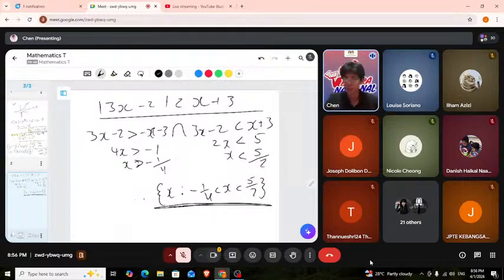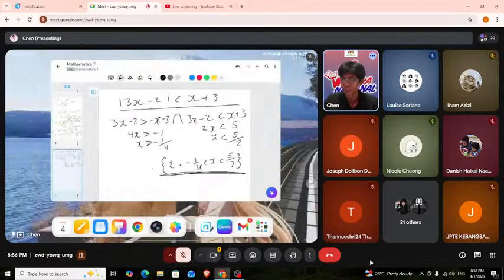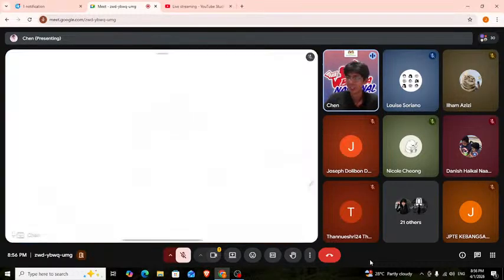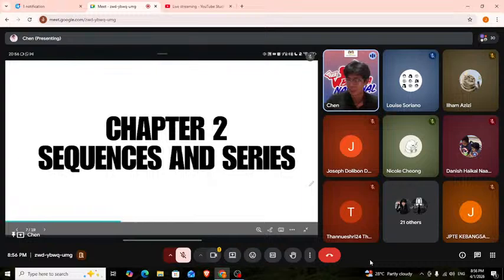So I really hope that if this actually comes out, we all can get 4 flat in the exam. So okay, we'll go for the next one, which is chapter 2, sequences and series.